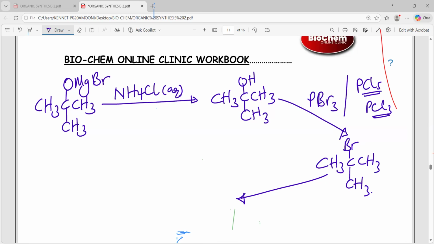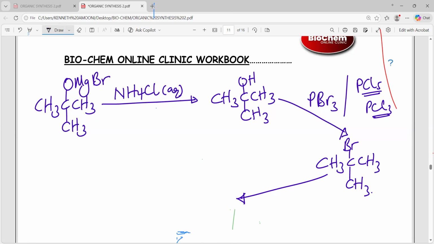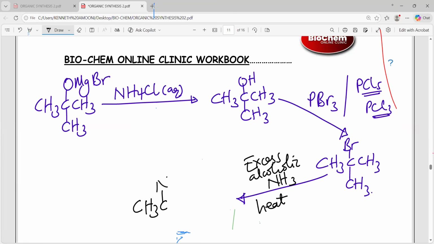And after forming that, the last step now is that we are going to replace that with an amino group. So what are we going to use? Usually we use excess alcoholic ammonia, and then we are going to heat. And usually the heating is done in a sealed tube. So you'll form CH3, NH2, CH3, CH3. And you would have produced that compound.